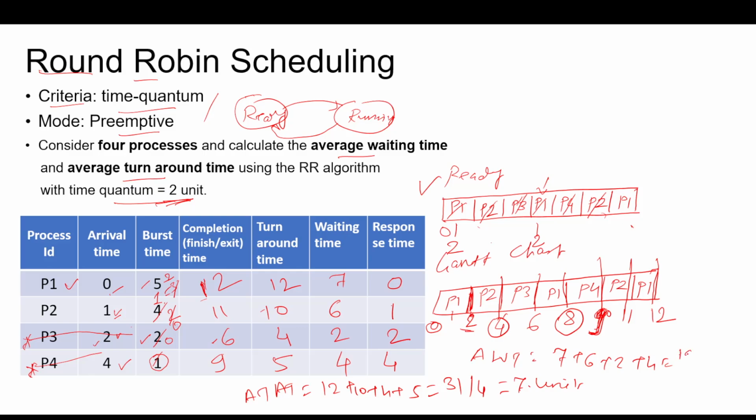is 19, divided by 4. So again, some unit will be the answer. So put your answer in the comment box.